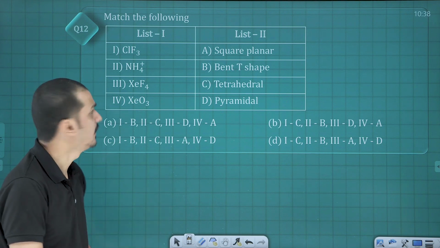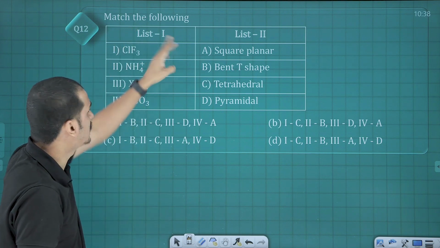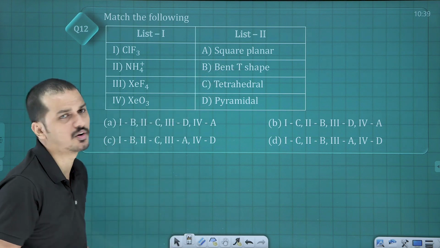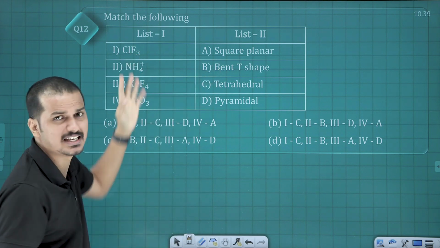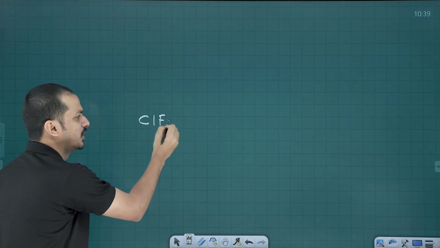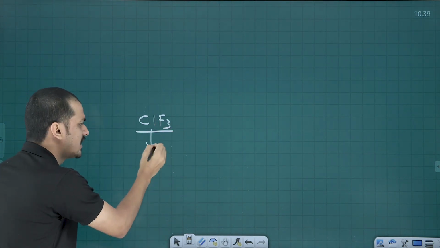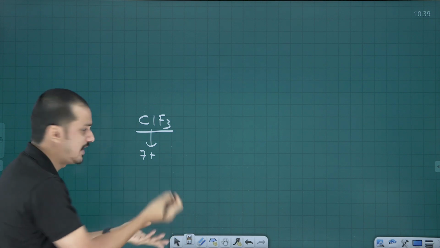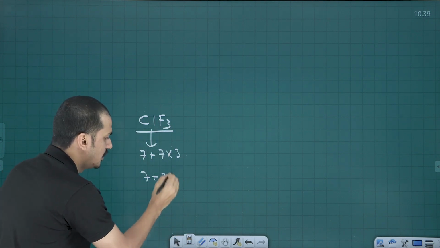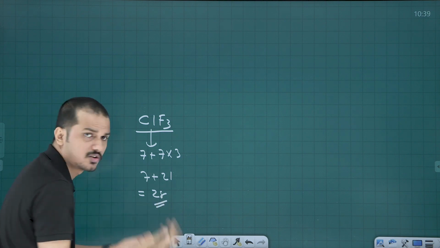Question number 12. What's the question? Match the following. They have given list 1, list 2. We have to find out their shapes. So first one, ClF3. What about the case of ClF3, guys? You know the structure, but I am doing it with my formula. Chlorine valence electron is 7 and fluorine also has valence electron 7, with 3 of them, 7 into 3. So 7 plus 21, total 28 valence electrons.